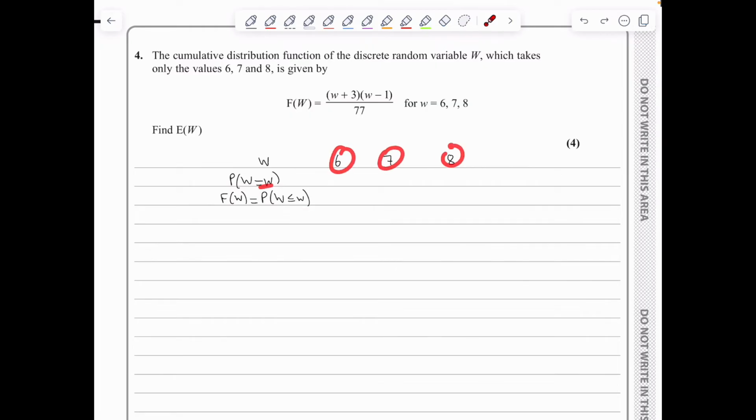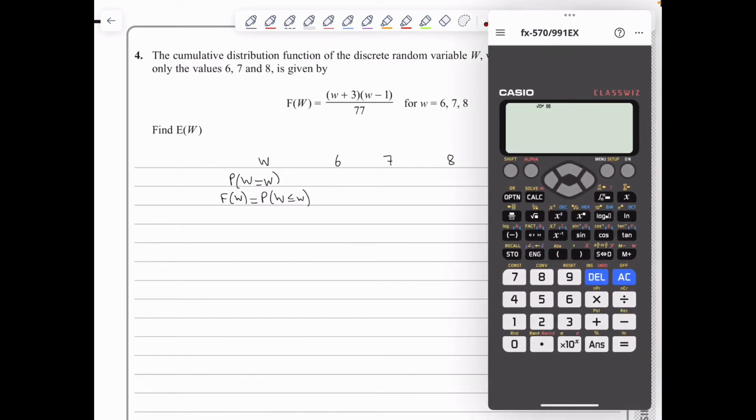Well, I can automate the process on the calculator. If I press menu, then it's option 9, table, and my f of x is simply the expression we've got for f of w. So it's going to be brackets x plus 3 close brackets, and then another set of brackets x minus 1, and all of it over 77. I will leave the g of x empty, and I will start at 6 and I will end at 8, and I'll be stepping every one.